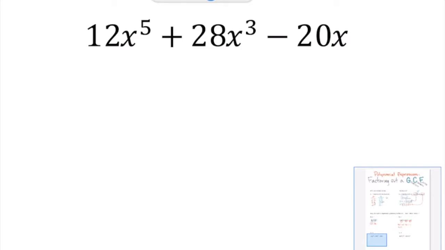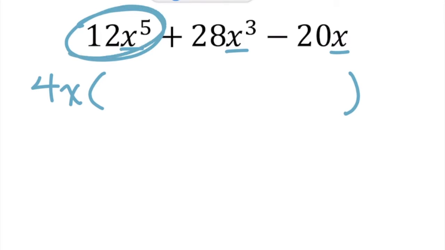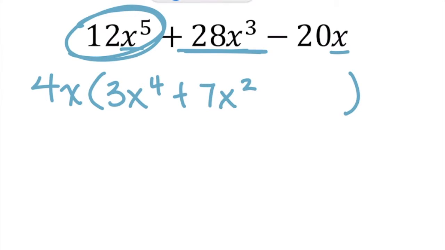Okay, next one. Let's look at our numerical terms. 12, 28, and 20. What's the biggest numerical factor or the greatest common numerical factor? Hopefully you're saying 4. Now if we look at just the variable parts, we want to choose the variable that has the smallest exponent, so that's just an x to the first. Now we're thinking, okay, if I factor out or divide out a 4x from 12x to the fifth, hopefully you can see that that's going to have a 3x to the fourth left. Then if we do the same thing to 28x squared, 28 divided by 4 is 7, x cubed divided by x is x squared, and then negative 20x divided by 4x is going to give us just a negative 5.